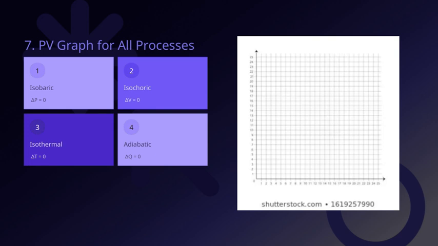Next, we see isochoric processes, where delta V equals 0. This indicates that the volume remains constant throughout the process. In such cases, since the volume doesn't change, the work done is 0, but the temperature and pressure can still vary depending on the heat added or removed.